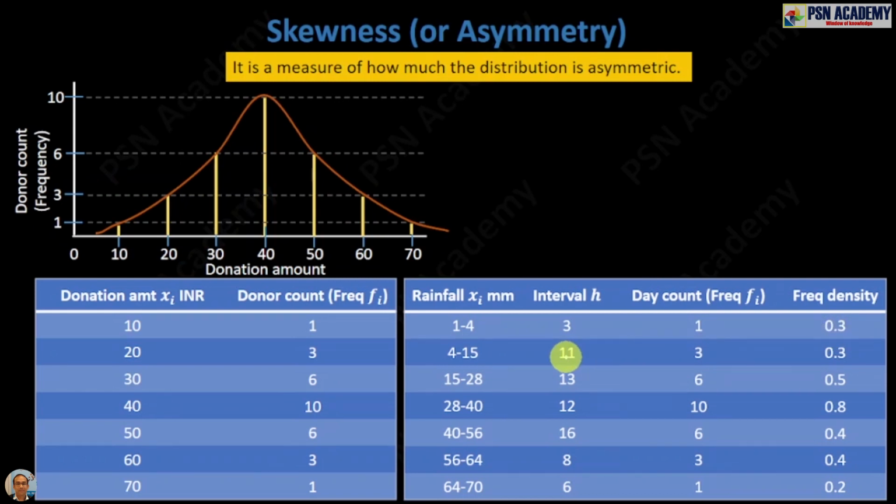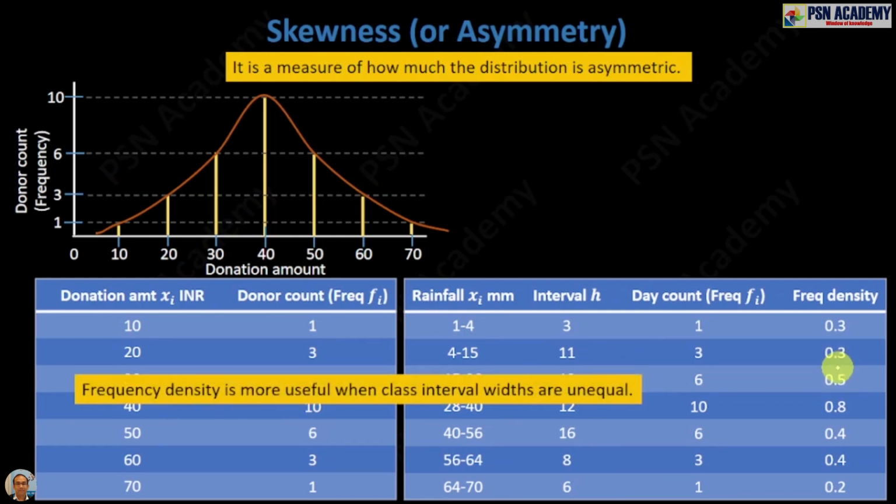Here you see the second one. For an 11 millimeter interval, you have a day count of 3. So for each millimeter, what will be the day count? This is 0.3. So all the rows of unequal width have a uniform rate here. That means this frequency density column is talking about frequencies based on unit interval. Now you can compare which one is higher and which one is lower, right? So frequency density is more useful when class interval widths are unequal.